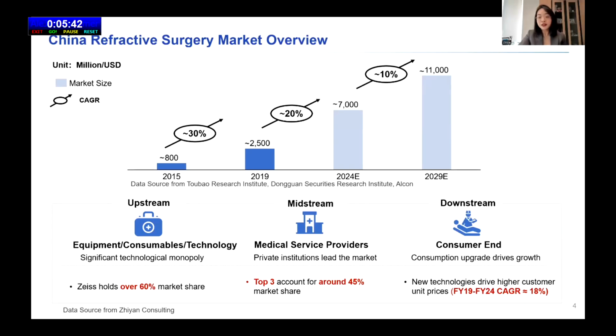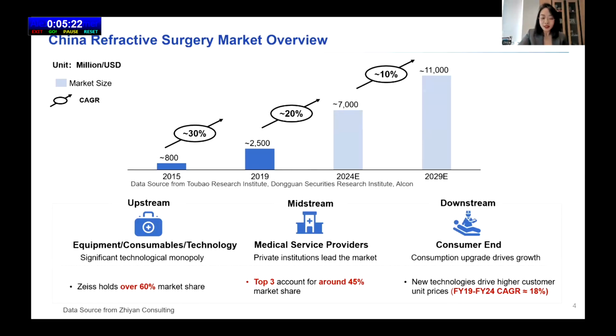Let's see some numbers over the past 10 years. From 2015 to 2019, the market experienced a compound annual growth rate, the CAGR, of 30%, making it the most rapid expansion period. The key drivers included technology advancement, increasing consumer confidence in laser vision correction, and the rise of private refractive centers.